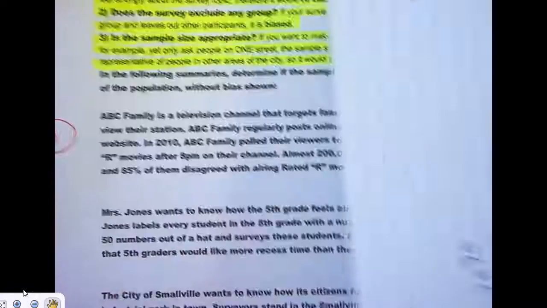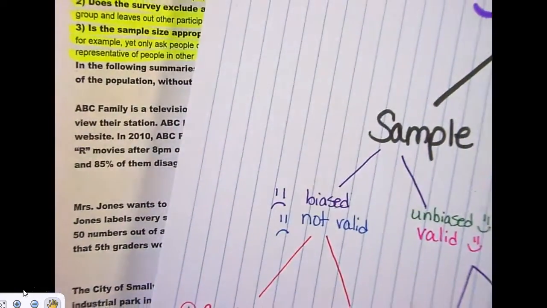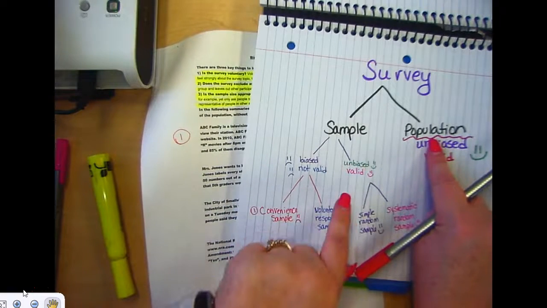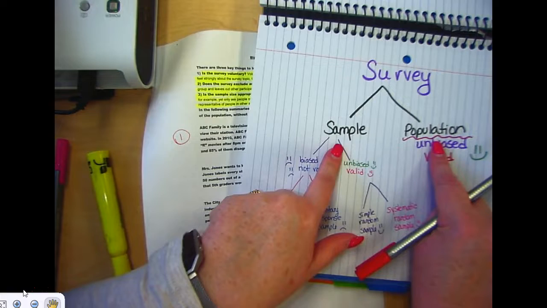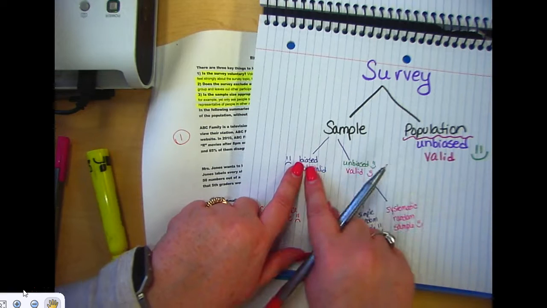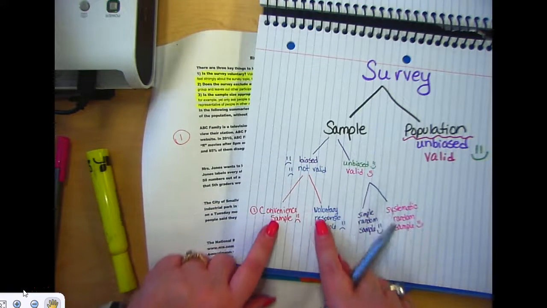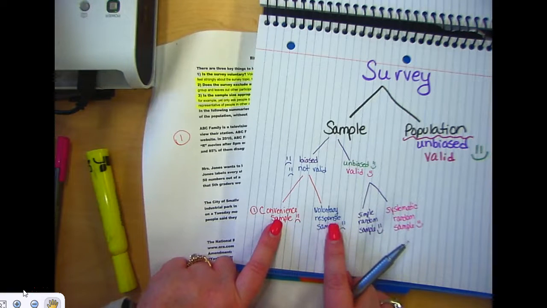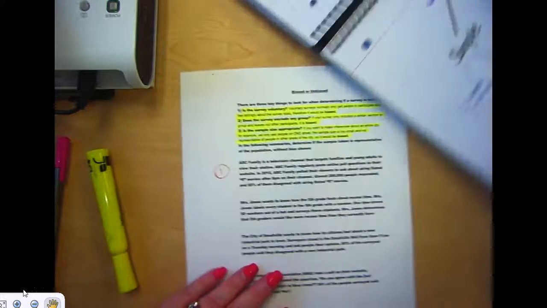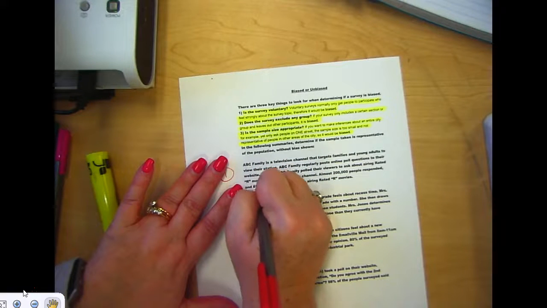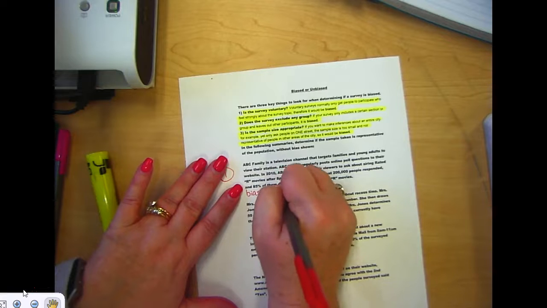So here we go. Let's go back to our flow chart. Did they ask the entire population of viewers or did they take a sample? Sample. So we're over here. We're wondering if it's biased or unbiased. We're feeling like it was biased. What would be our reason? Was it a convenient sample or a voluntary response sample? Right, so it is not good, so it's biased because it was a voluntary response sample.